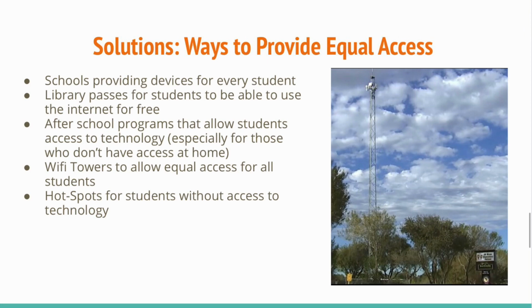Some ways to provide equal access include schools providing devices for every student, library passes for students to be able to use the internet for free, after-school programs that allow students to access technology, especially for those who don't have access at home, Wi-Fi towers that allow equal access for all students, and hotspots for students without any access to technology.